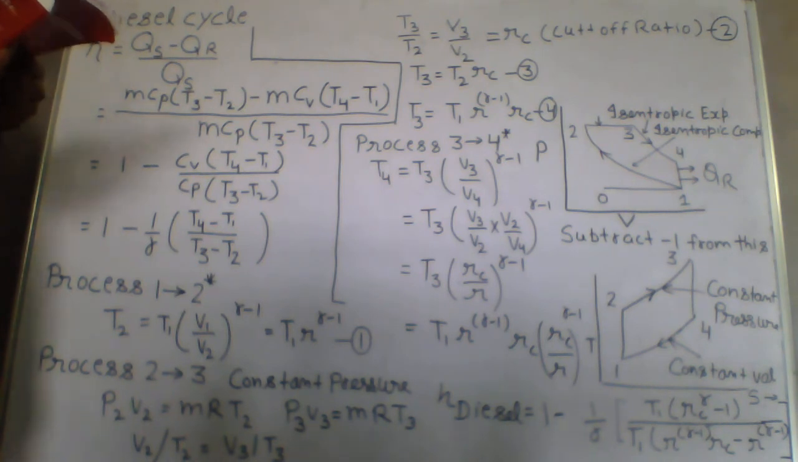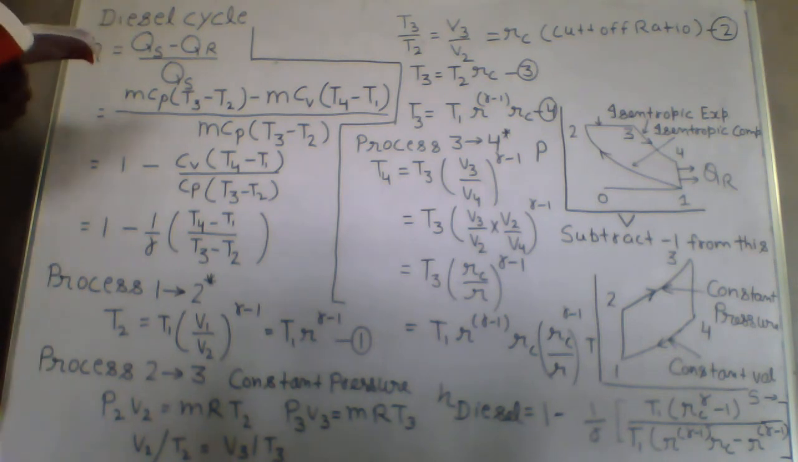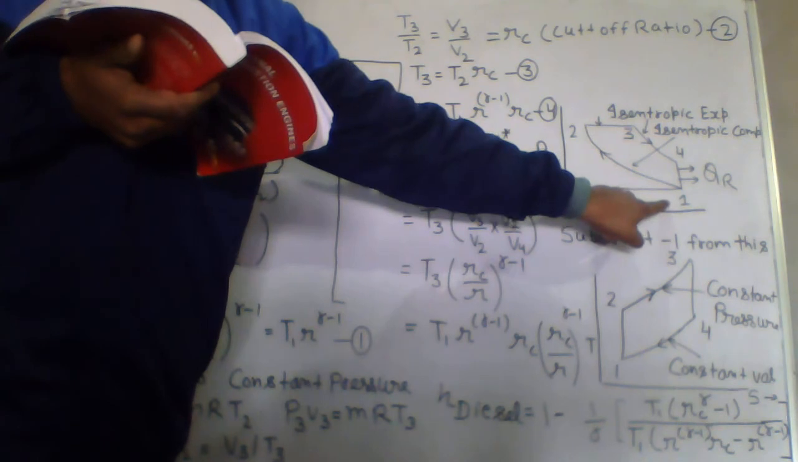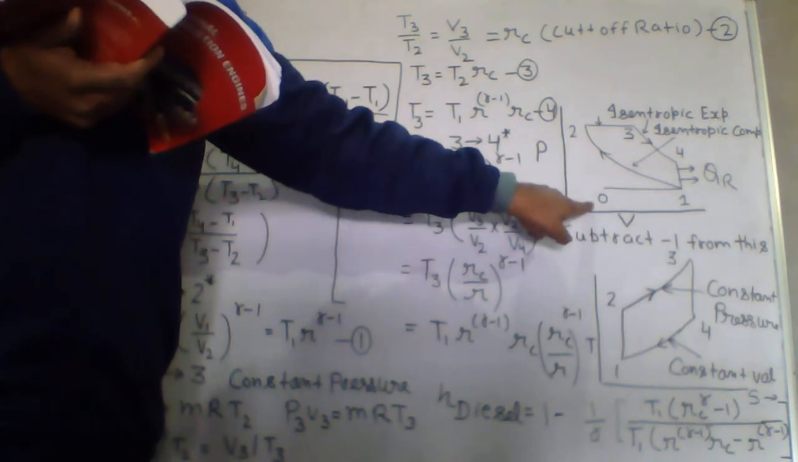The diesel cycle is shown in PV and TS diagrams, you can see here. To analyze the diesel cycle, the suction and exhaust strokes, represented by 0 to 1, this is suction, and 1 to 0, this is exhaust, are neglected.